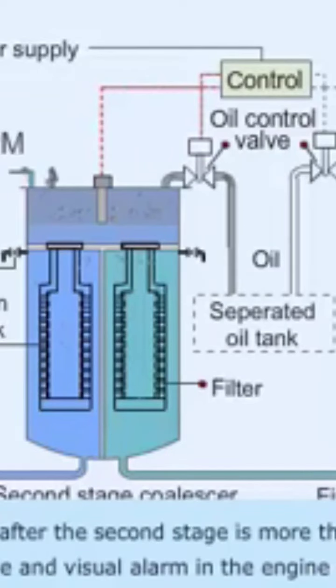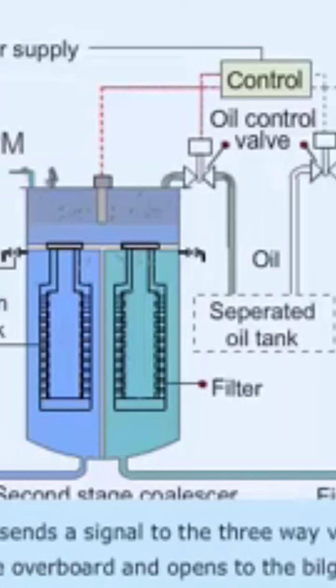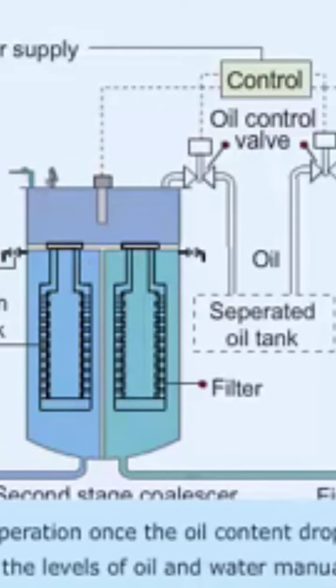In case the discharge of water after the second stage is more than 15 ppm, the monitor senses this and gives an audible and visual alarm in the engine room. At the same time, the monitor sends a signal to the three-way valve on the overboard discharge line, which closes the overboard and opens to the bilge tank. The sensor reverts to normal operation once the oil content drops below 15 ppm. The test cocks can be used to ascertain the levels of oil and water manually.